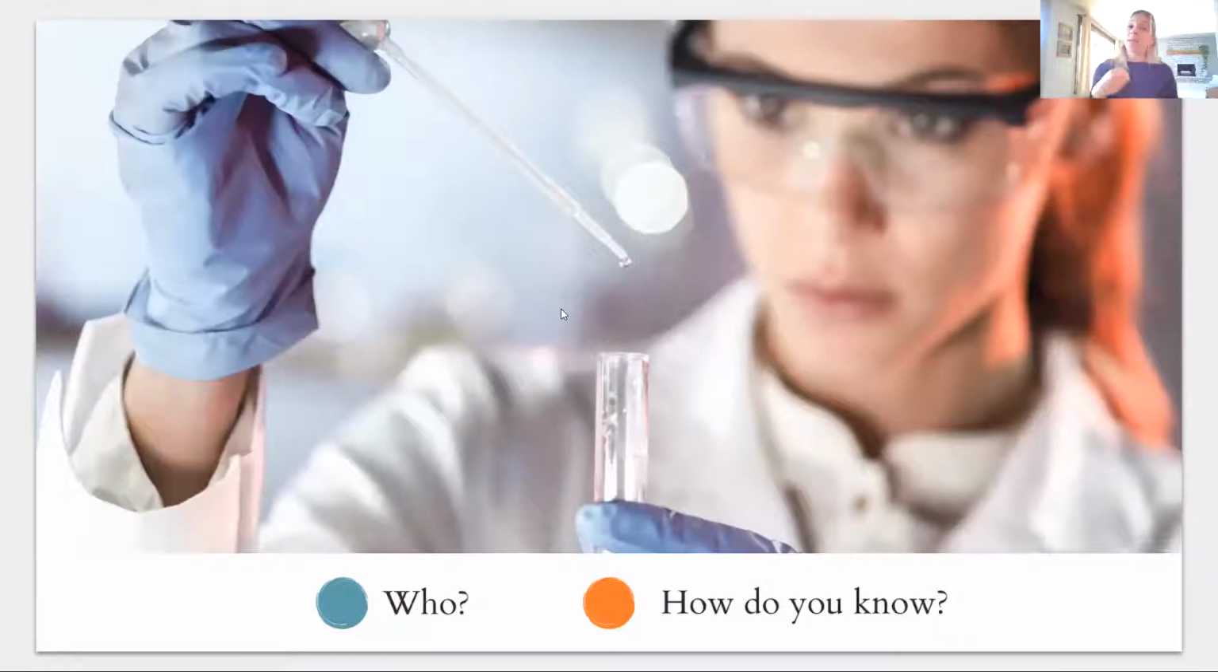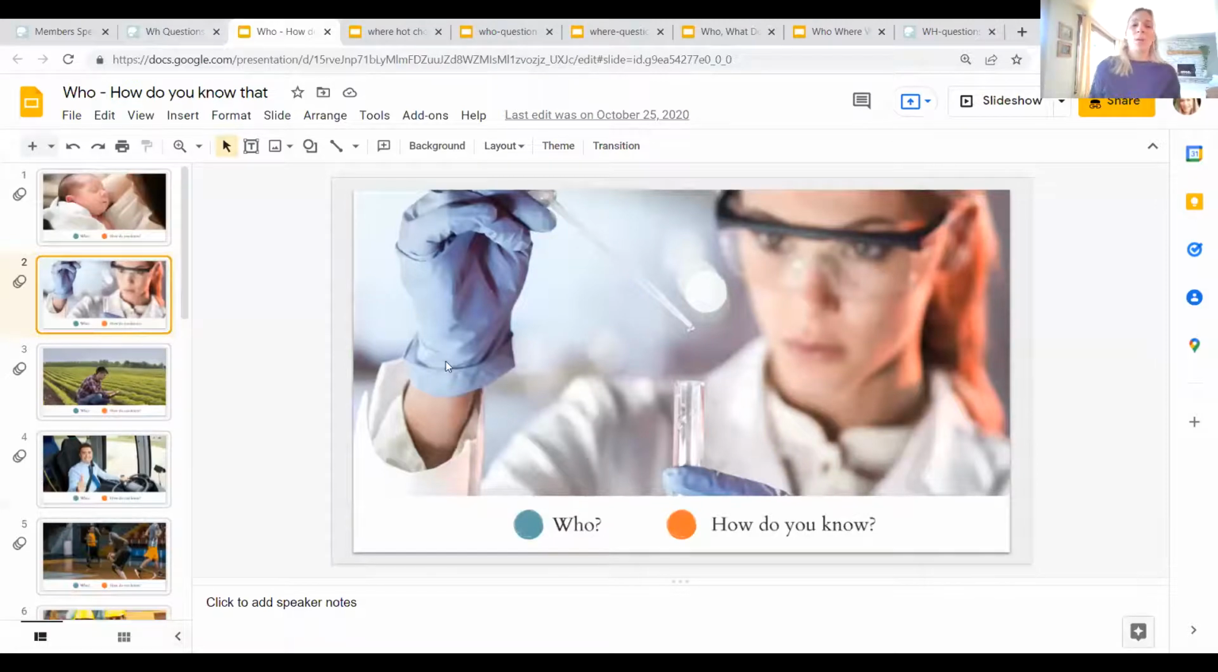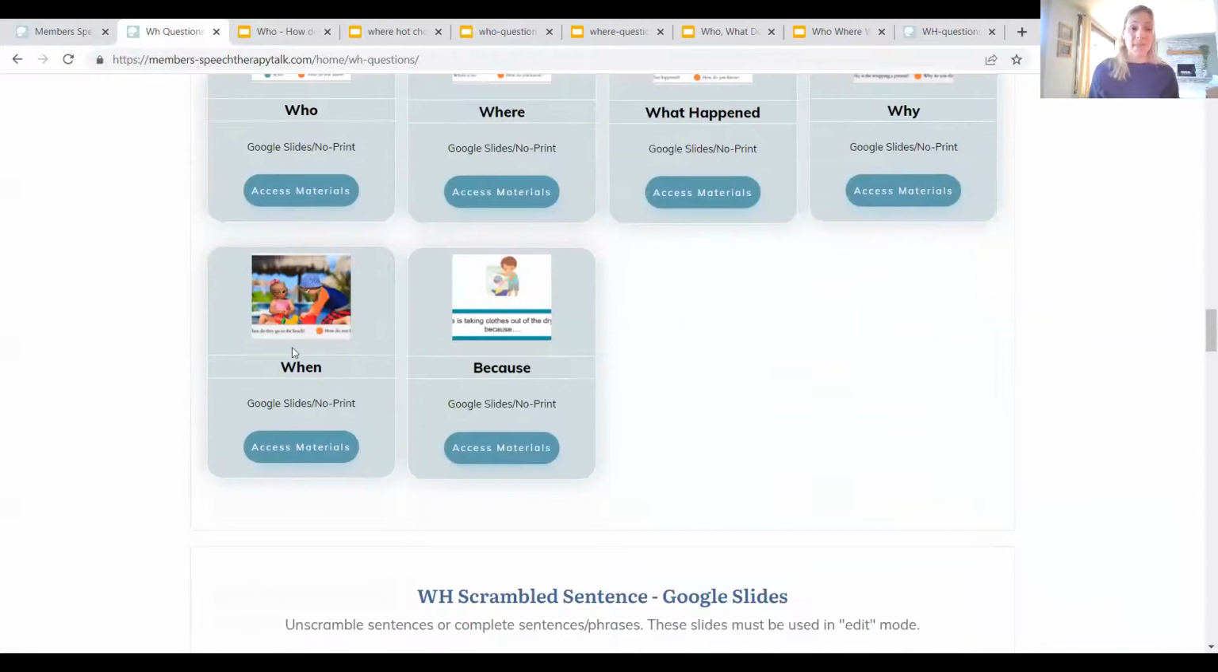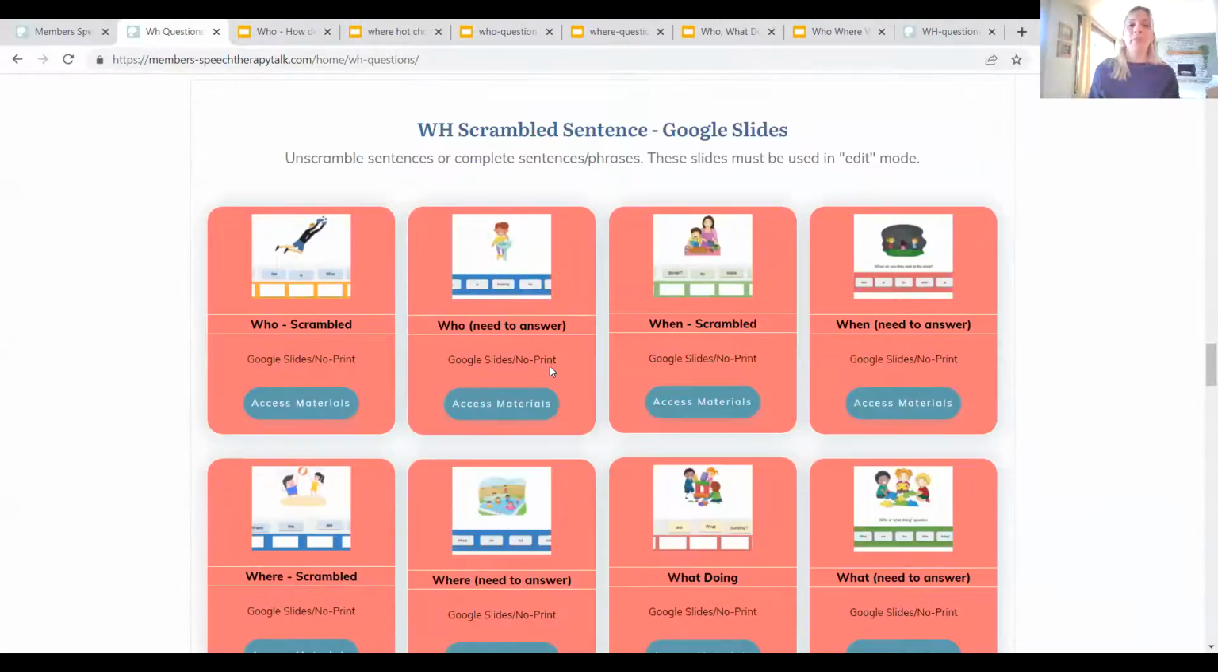Or who is this? A scientist. How do I know that? Well, I see gloves, I see beakers, I see glasses. Those are how I know who it is. So I really like these because it gets the child answering the question, and then why? How did you come up with that answer? Get them thinking about their thinking.